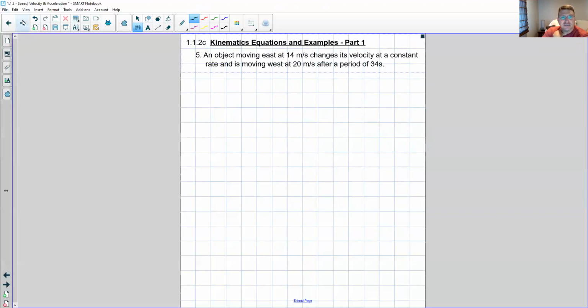All right, two more examples. An object moving east at 14 meters per second changes its velocity at a constant rate and is moving west at 20 meters per second after a period of 34 seconds. So we start out traveling east at 14 meters per second, and then after some period of time, we end up going west at 20 meters per second.